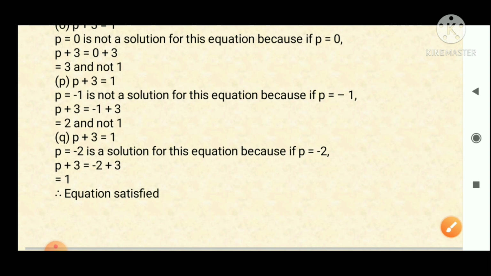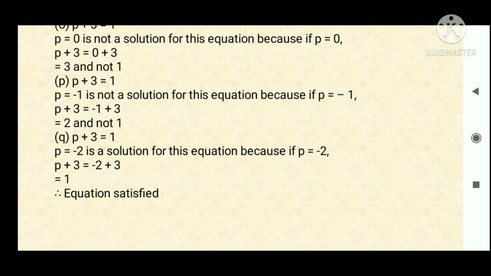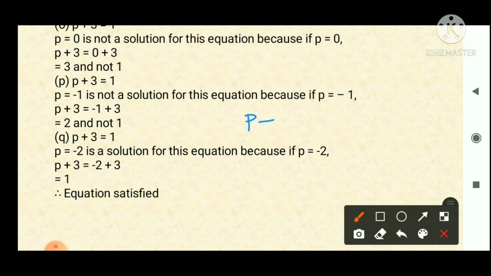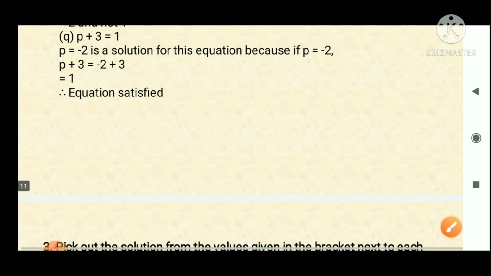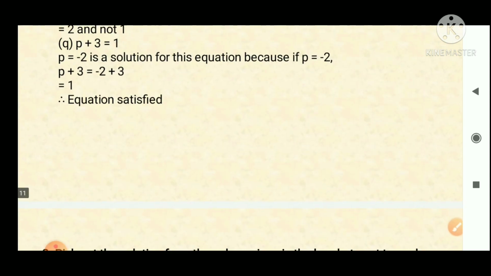Next we take the value of variable p is equal to -2. So here we put the value of p is equal to -2. -2 plus 3 we get 1. So here the right hand side of this equation is also 1. So 1 is equal to the right hand side. So here the equation is satisfied. So p is equal to -2 is a solution for this equation. So in this way we check which value of the variable satisfies an equation.